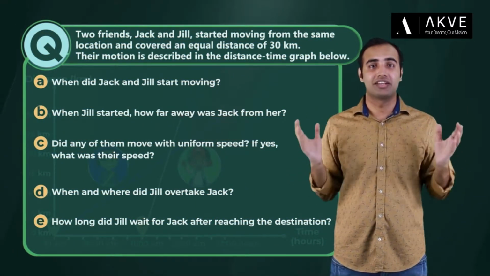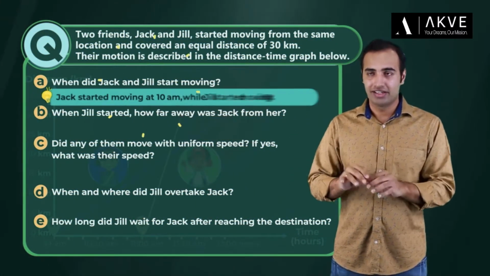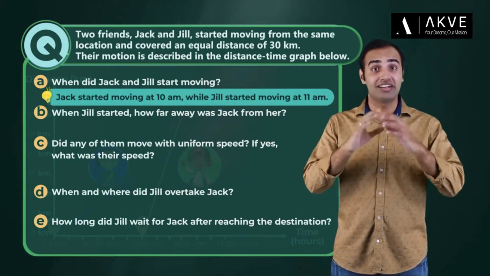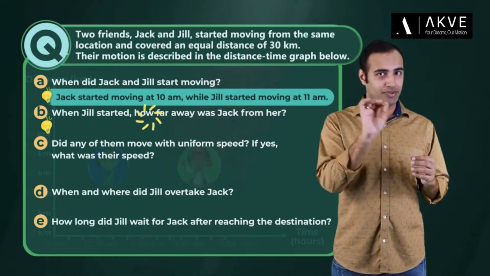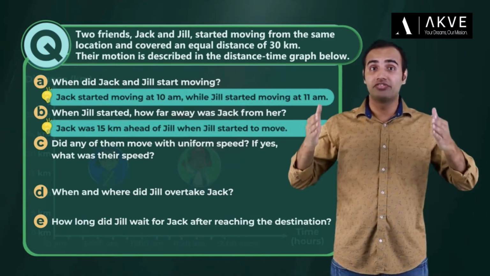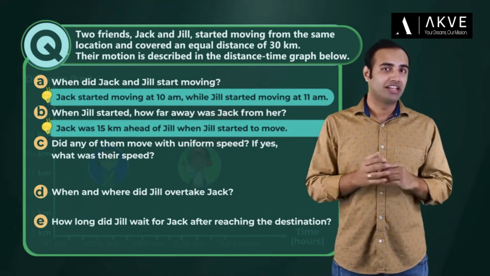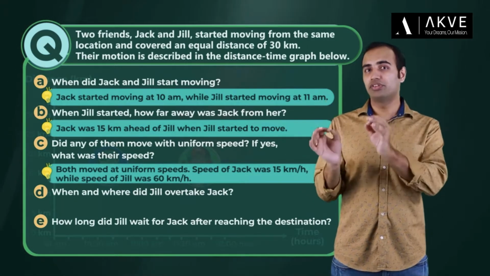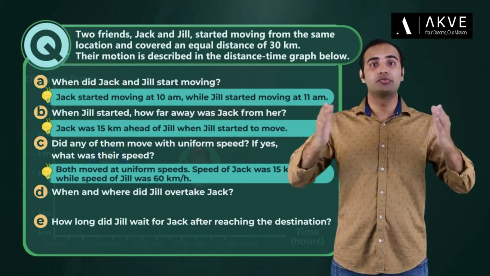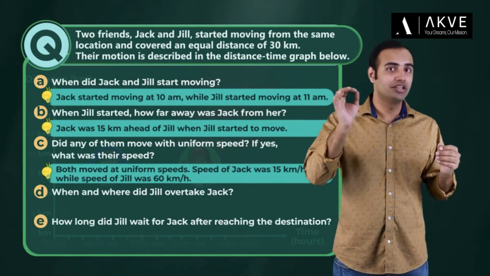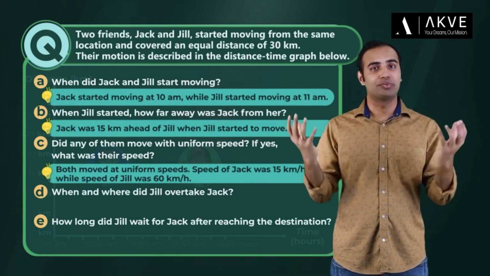Okay, answers time, guys. So the answer for part A is that Jack started moving at 10 am while Jill started moving at 11 am. The answer for part B is that Jack was already 15 kilometers ahead of Jill when Jill started to move. The answer for part C is that both Jack and Jill moved at uniform speeds. The speed of Jack was 15 kilometers per hour while the speed of Jill was 60 kilometers per hour.